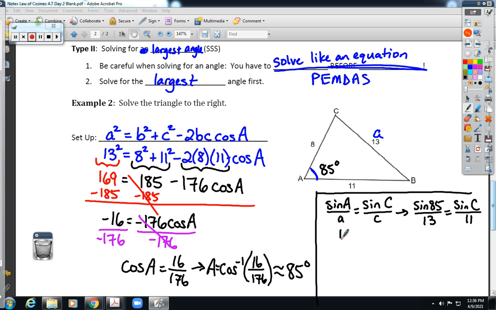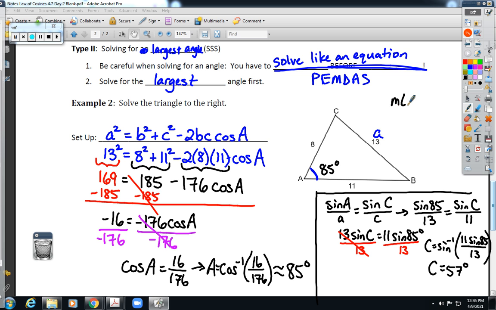Cross multiply gives us 13 times the sine of angle C equals 11 times the sine of 85 degrees. We would then divide each side by 13, which would get sine C by itself, which means C is the inverse sine of 11 sine 85 over 13. We feed that to our calculator. Round it to the nearest degree would be 57 degrees for angle C.